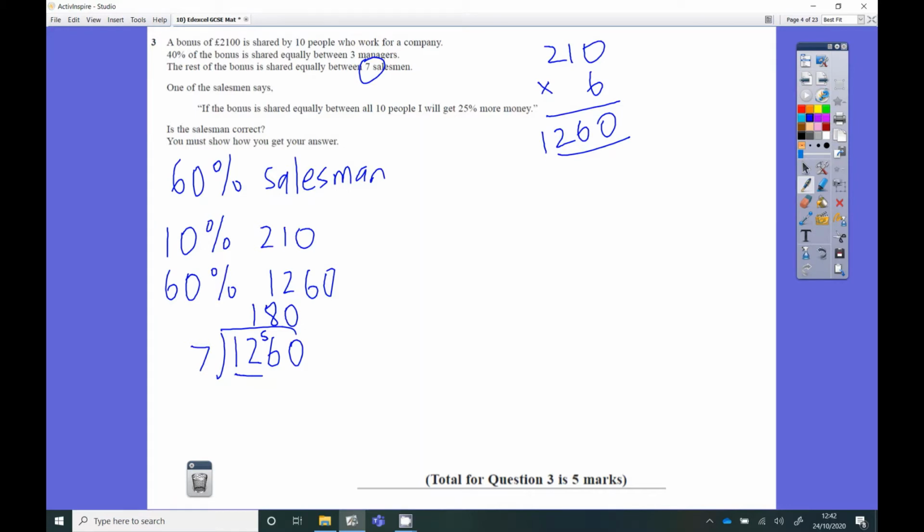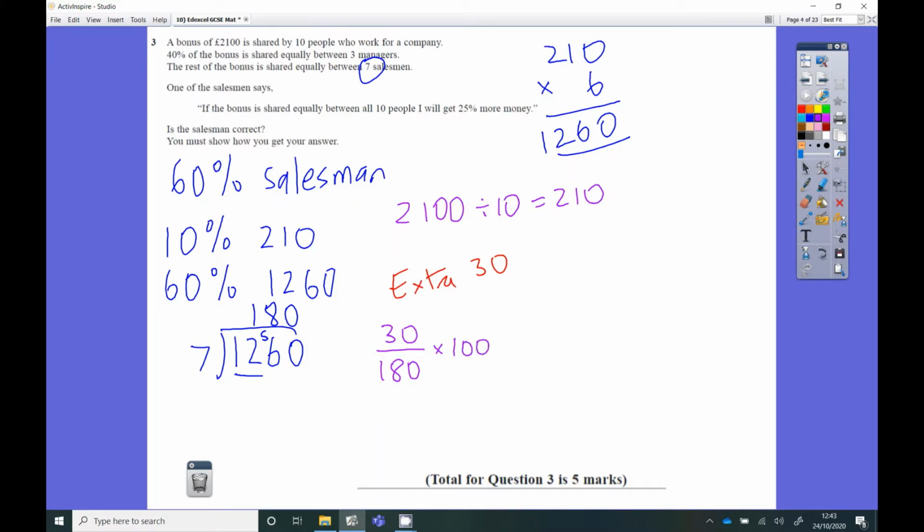Now, one of the salesmen says, what about if they shared it equally? So if they shared it equally, we have £2,100 being shared equally across the 10 of them, which would be £210 each. Now, if that happened, they are obviously getting an extra £30. 210 take away 180 is an extra £30. So we need to work out, is this extra £30 25% more money? So how do we work out a percentage increase? So we take the increase, which is 30, divide it by the original amount, which is 180, and multiply that by 100 to turn it into a percentage.